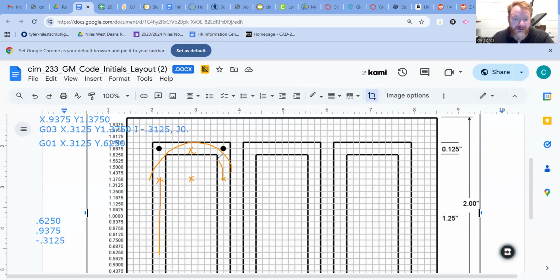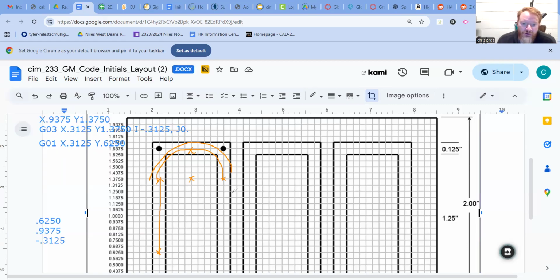So I started here, did this, that's the G03. Now that I'm at this location, I change it to G01, which is a straight line, and I go from here to here. And in this one, I would write my second arc, and that's how I would make my C. Okay? Hopefully that video helps.